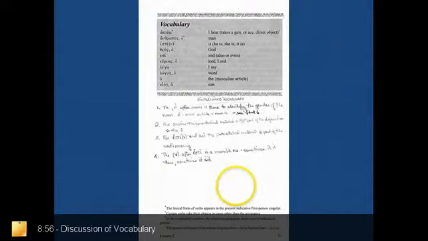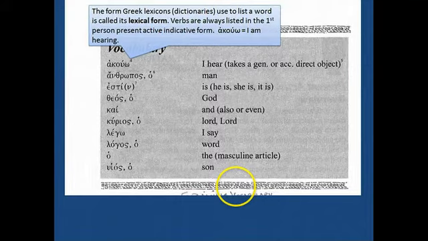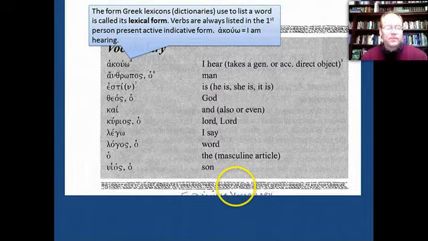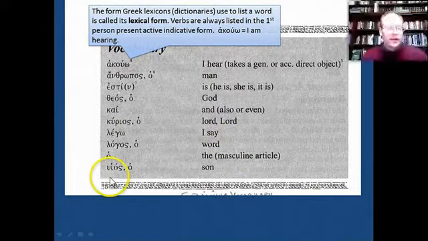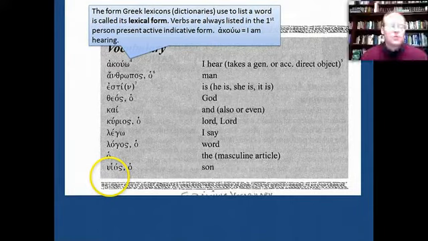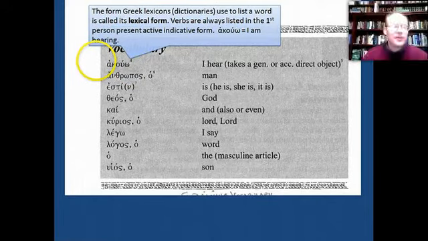And that brings us to the vocabulary section of this lesson. I want to make a few comments here about the vocabulary as you're seeing it there in the textbook. All of the forms here on the left-hand side are what are called lexical forms. The form Greek lexicons, which is dictionaries, used to list a word is called a lexical form. And verbs, for example, the first word, are always listed in the first person present active indicative form. Akuo. Akuo means I am hearing.